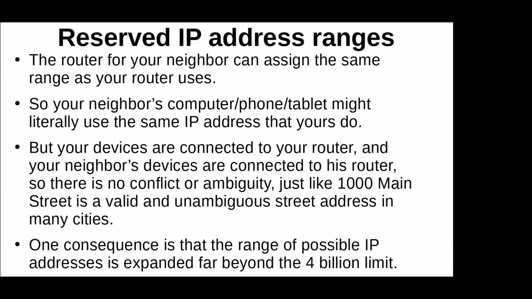Now, one consequence of that, if each router can assign hundreds of IP addresses, is that the range of possible IP addresses is expanded far beyond the 4 billion limit. So if each router can assign 100 and all of those hundreds are used up, and there's, what, 50 million routers in the United States, well, you can figure out that it expands the 4 billion limit quite a bit. This idea of reserved IP address ranges that are used by routers is a very powerful one.